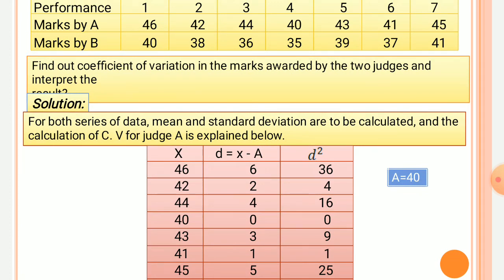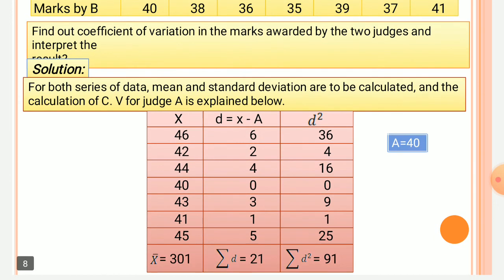So CV in the marks awarded by two judges, and we have to interpret. First we have to calculate the values of arithmetic mean and standard deviation, and finally CV. So here, calculation of CV for judge A.